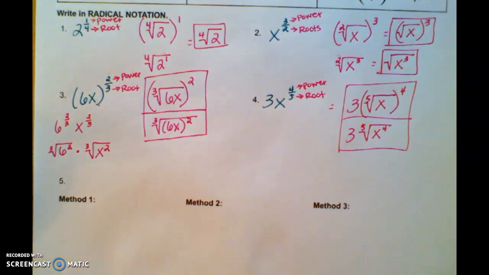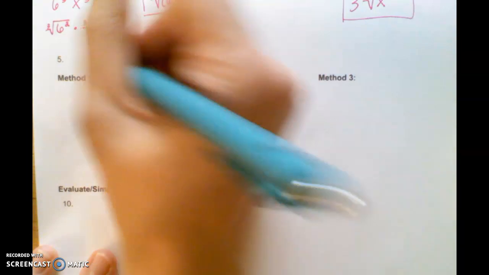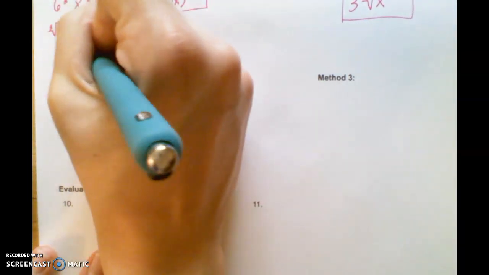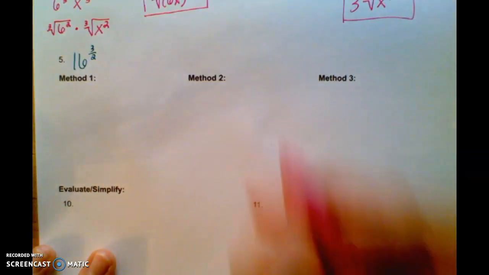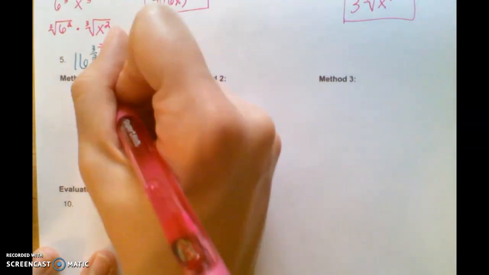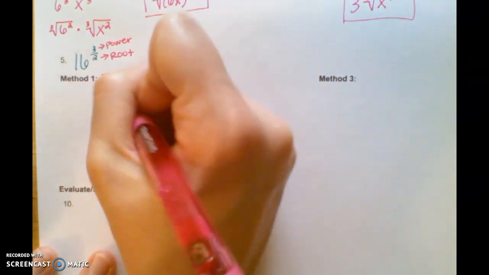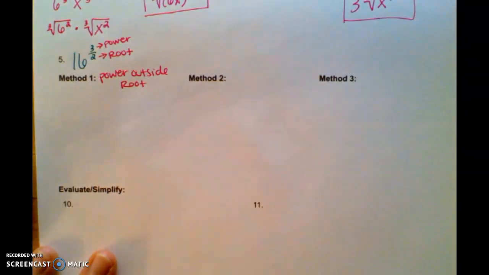All right, so when we have a problem, we actually have a couple of methods, a couple of ways that we can approach it. So if we're looking at 16 to the 3/2, I'm going to show you the 3 ways to approach it. The 3 is the power, the 2 is the root. So method 1 is when we put the power outside of the root.